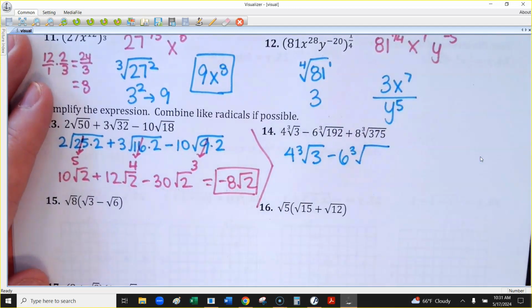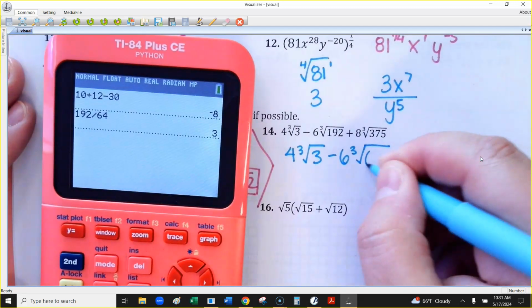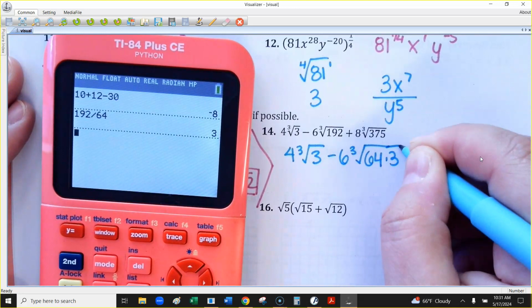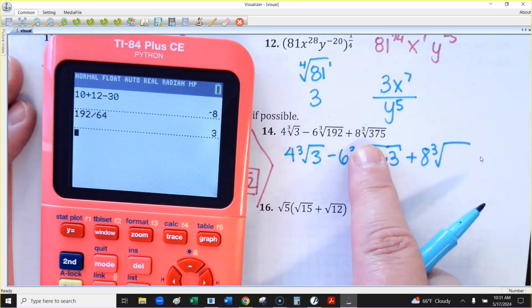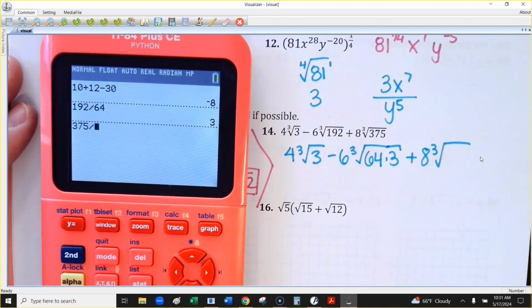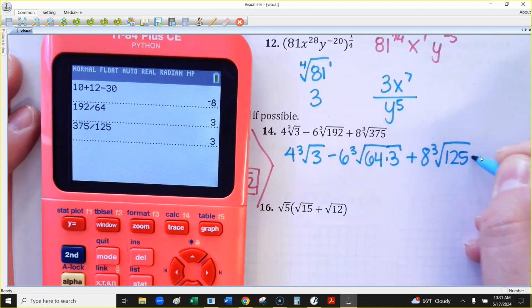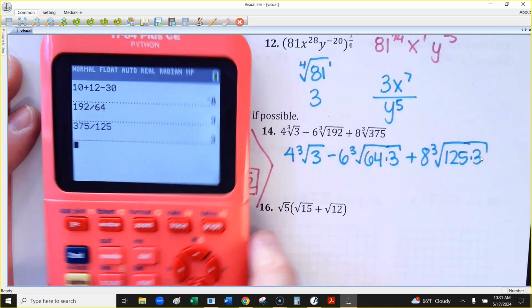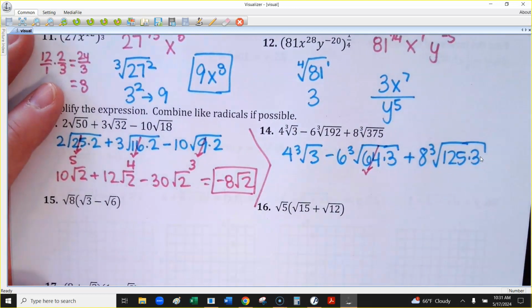192, I'm pretty sure is divisible by 64. So you can just check that on your calculator. So this is 64 times 3. And if you see something with a 5 in it, I would look up there on that list, you got 125. I'm pretty sure that goes into 175, which it totally does. So this is 125 times 3. All right, so the first term, you couldn't simplify that at all. That was already done.